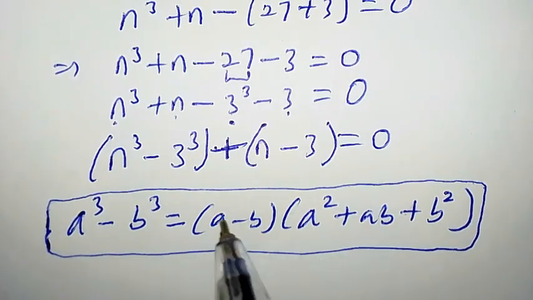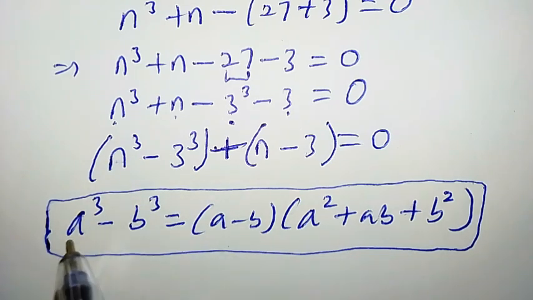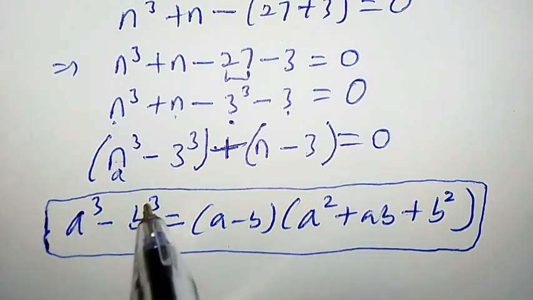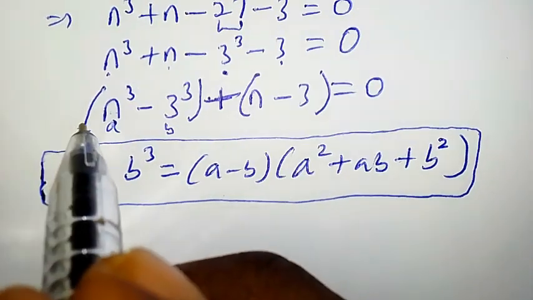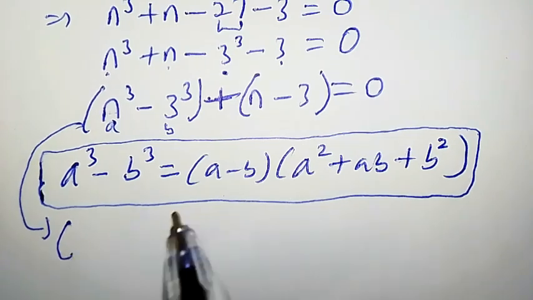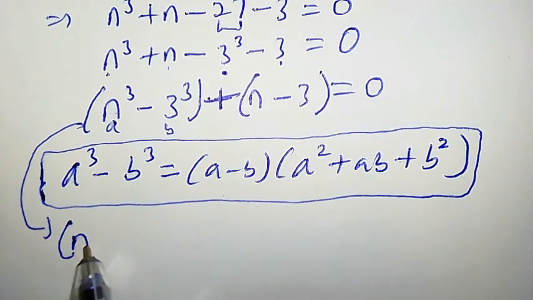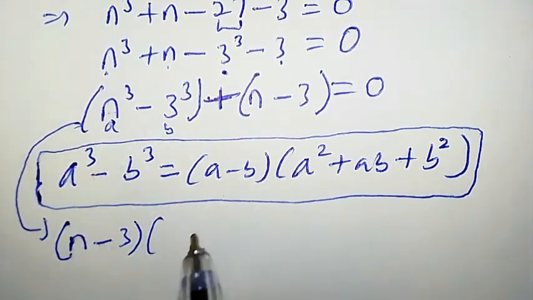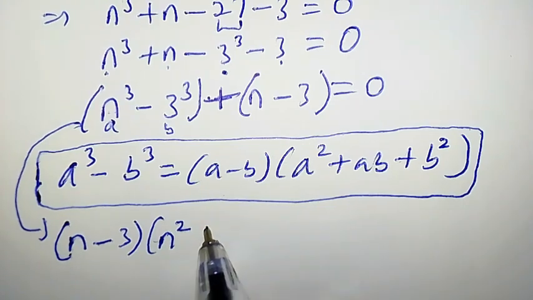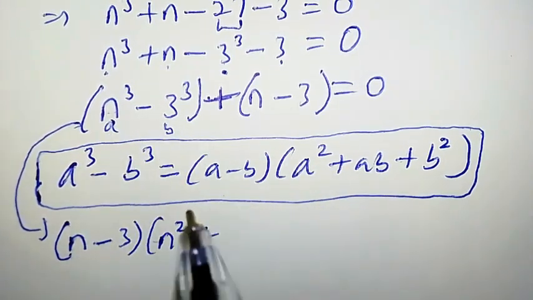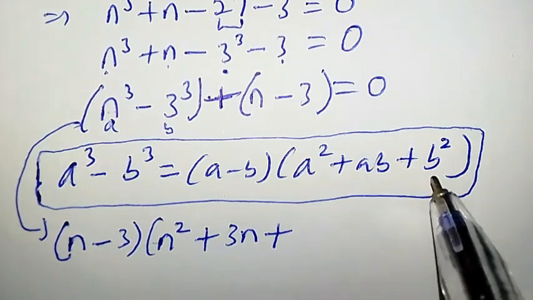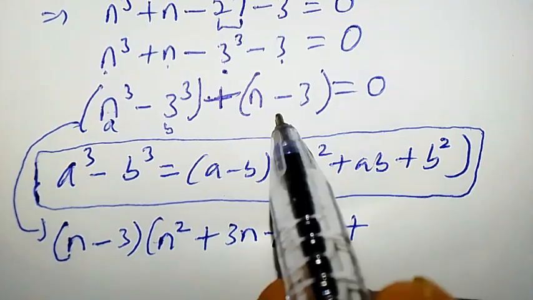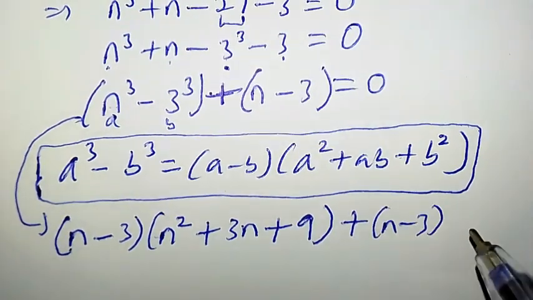We will now apply this property to this term. By comparing this left hand side with this, you will observe that our a is n and our b is 3. That means from here, we're going to have, what is a? a is n, minus, what is b? b is 3, times, what is a? a is n, so that will be n to the power of 2, plus ab, that is n times 3, which is 3n, plus, what is b? b is 3. 3 to the power of 2 is what? That is simply 9, plus this, n minus 3, equal to 0.